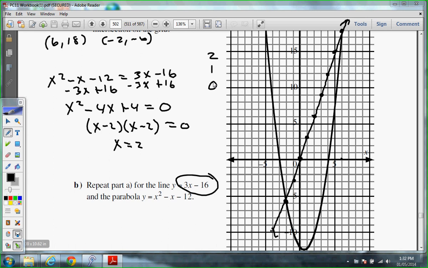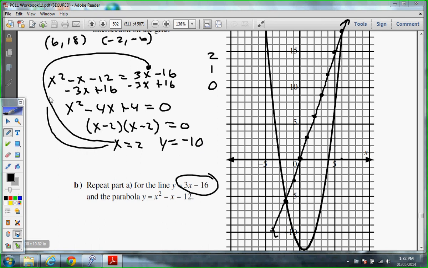We need to figure out what the y would be. With the y, we can just plug it into either one. Let's plug into the easy one. Let's go right here. 3 times 2 is 6. 6 minus 16 is negative 10. If you plug into this one, you get the same thing. So 2, negative 10.